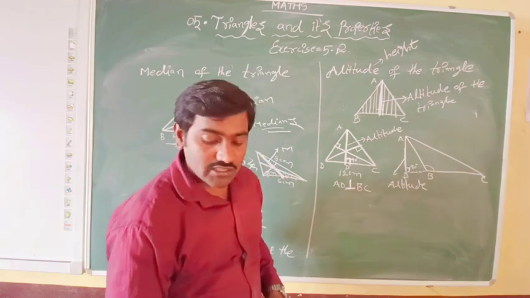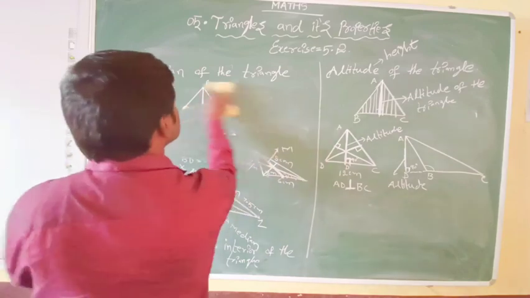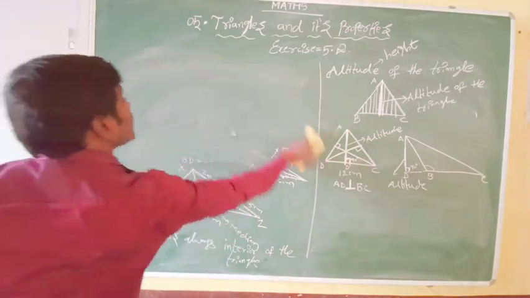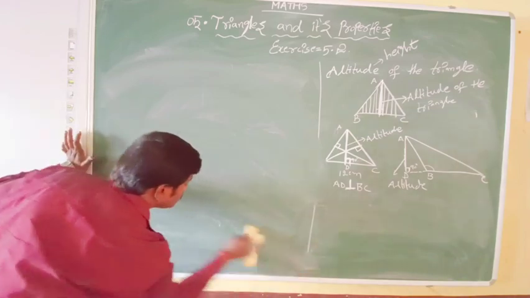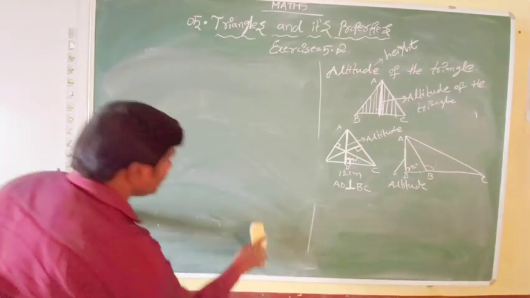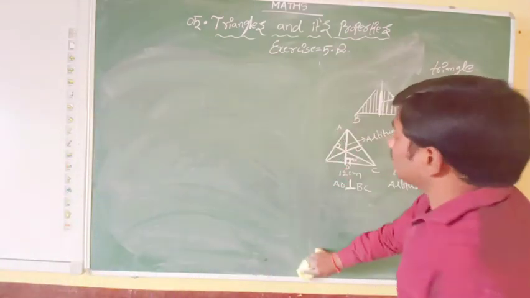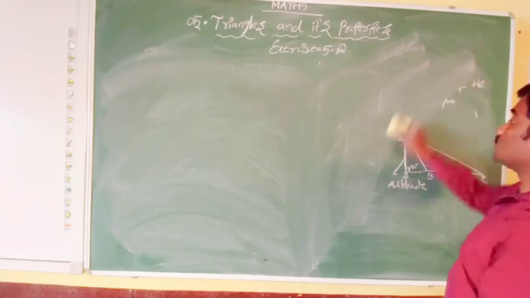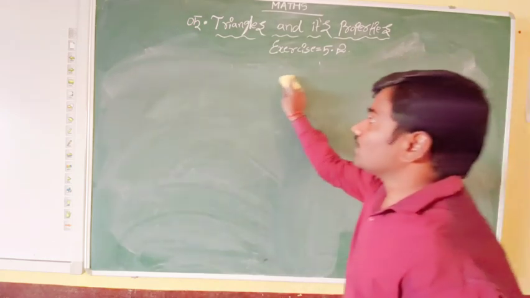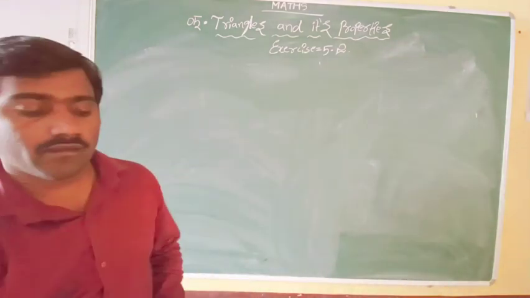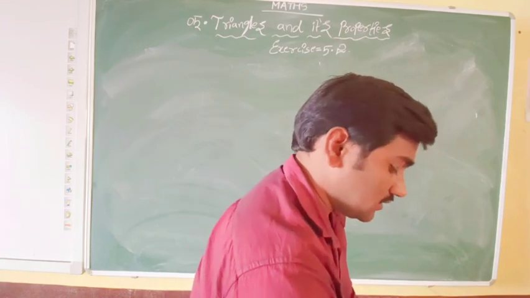Simple. And this is the introduction about our exercise 5.2. So let us discuss the problems which are involved in exercise number 5.2. Based on the median and altitude, there are problems in this exercise. So I hope you understood the meaning of an altitude and the meaning of a median. So here are the exercise problems.